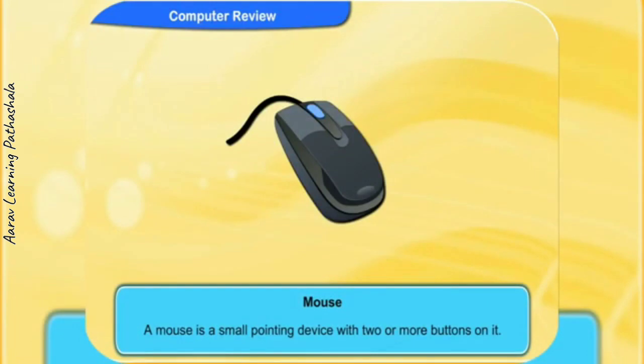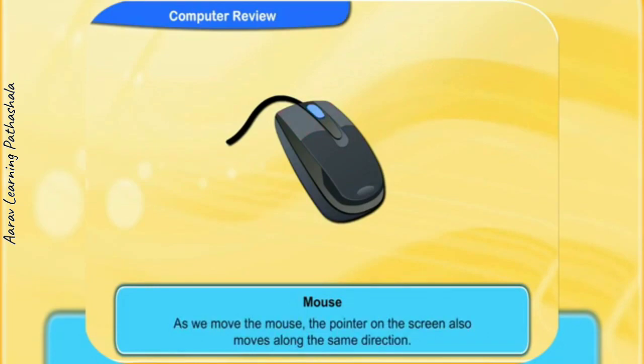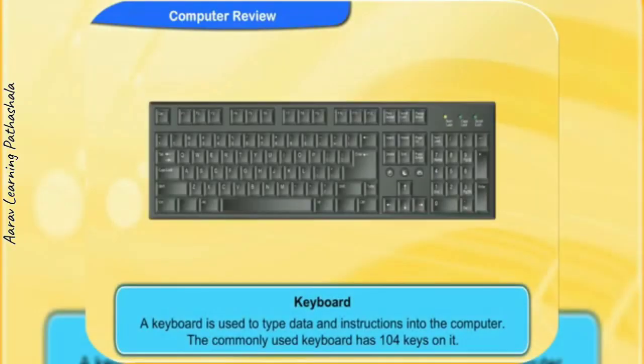A mouse is a small pointing device with two or more buttons on it. As we move the mouse, the pointer on the screen also moves along the same direction. It is used to point, select, and then open files and folders on the screen. A keyboard is used to type data and instructions into the computer. The commonly used keyboard has 104 keys on it.